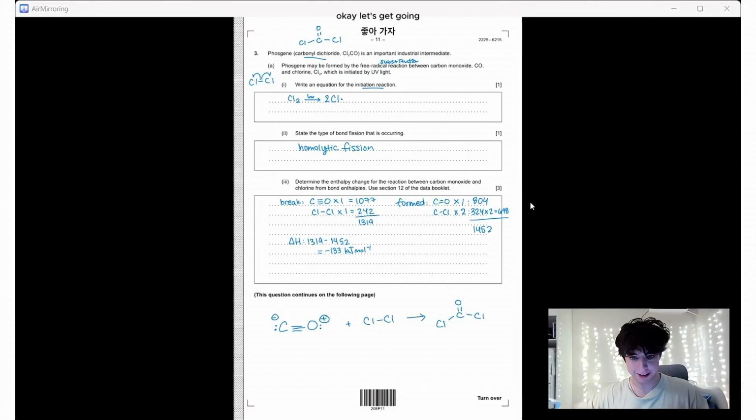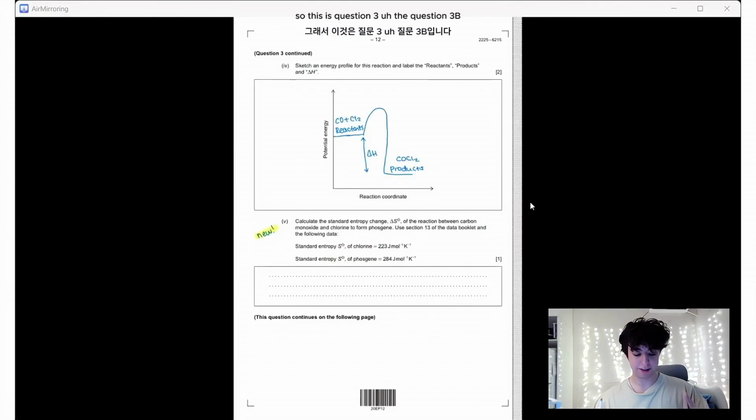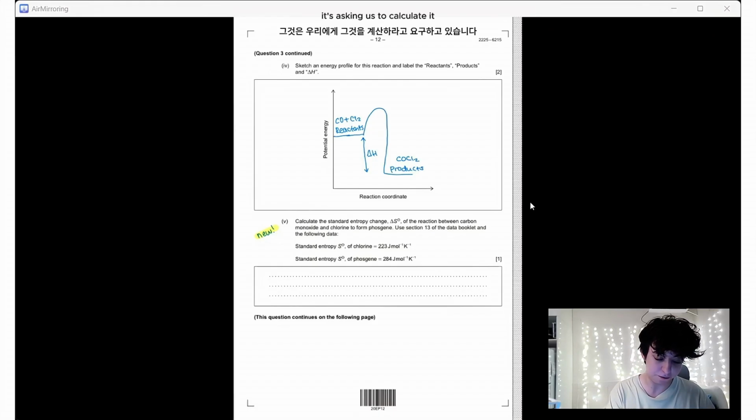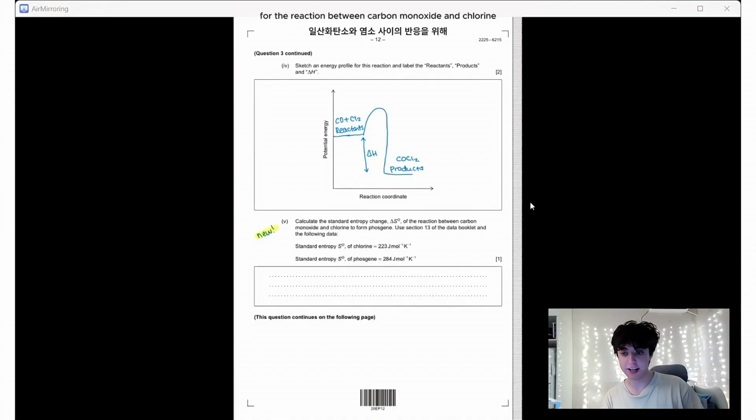Okay, let's get going. So this is question 3b. Starting off with part 5 of the question, it is just a standard entropy question. It's asking us to calculate it for the reaction between carbon monoxide and chlorine to form phosgene, and to use section 13 of the data booklet.